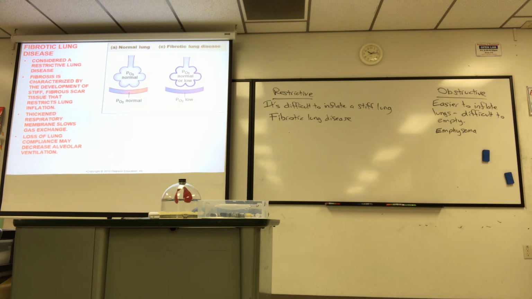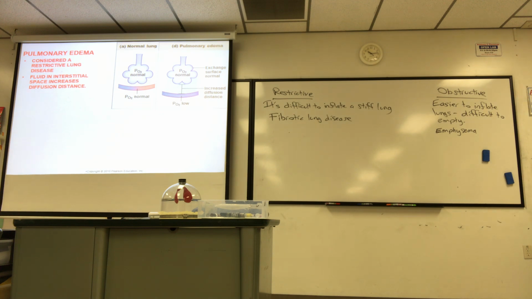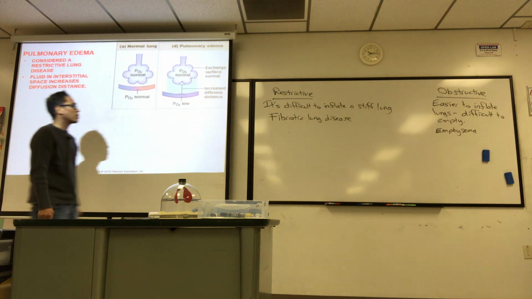So how they illustrate that is, in the picture on the right, see the thickening of the respiratory membrane? That will impair gas exchange. But also, you're not ventilating as well. It's difficult to breathe. A pulmonary edema. An edema is a swelling, fluid accumulation in the lungs. So you're putting a gap in that respiratory membrane. When you increase the diffusion distance, you decrease the oxygen tension of the pulmonary blood. So that's considered restrictive as well.